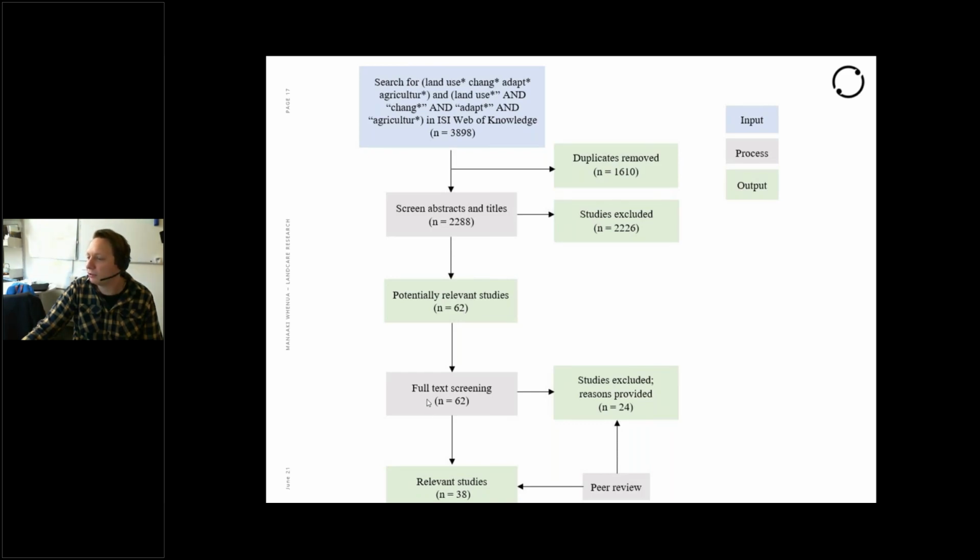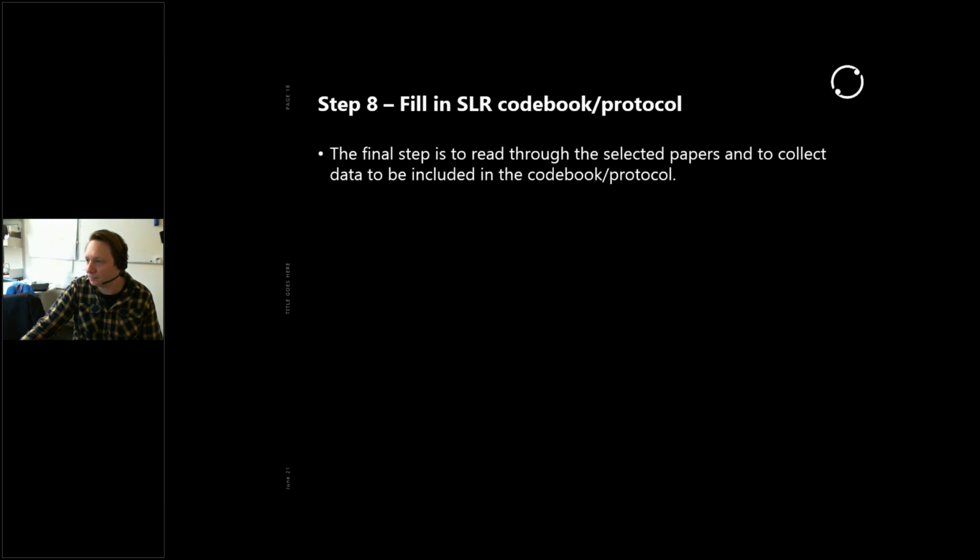We went through a full text screening of those. We provide reasons for excluding the ones that we excluded. We had a peer review where the 2 researchers were looking over both papers and reviewing which ones should be included or excluded. And at the end, we had 38 papers which we could code and analyze for the final study. And so that's the last step: once you've got those 38 papers, then it's the fun work of filling in the SLR codebook.